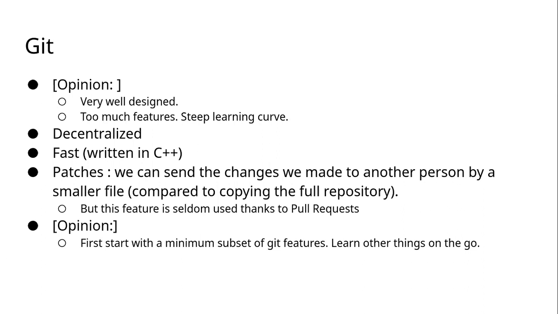And the last point is also an opinion. When you are getting started with Git, so this does not apply to the students who are familiar with it and who are using it for a long time, but when you are starting, just pick a minimum subset of Git features, the minimum features that you can use as a group to get something done, and start working that way, and then learn more things on the go. There are very advanced features because Git is a very well thought out design. But if you think about getting all of them in the start, it's going to mess up your whole workflow.